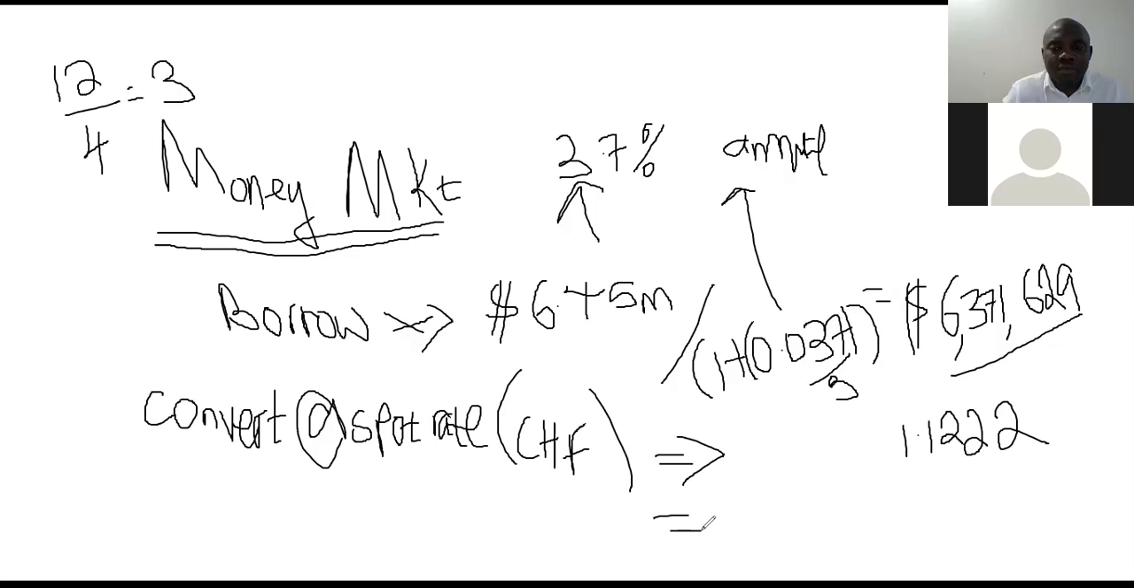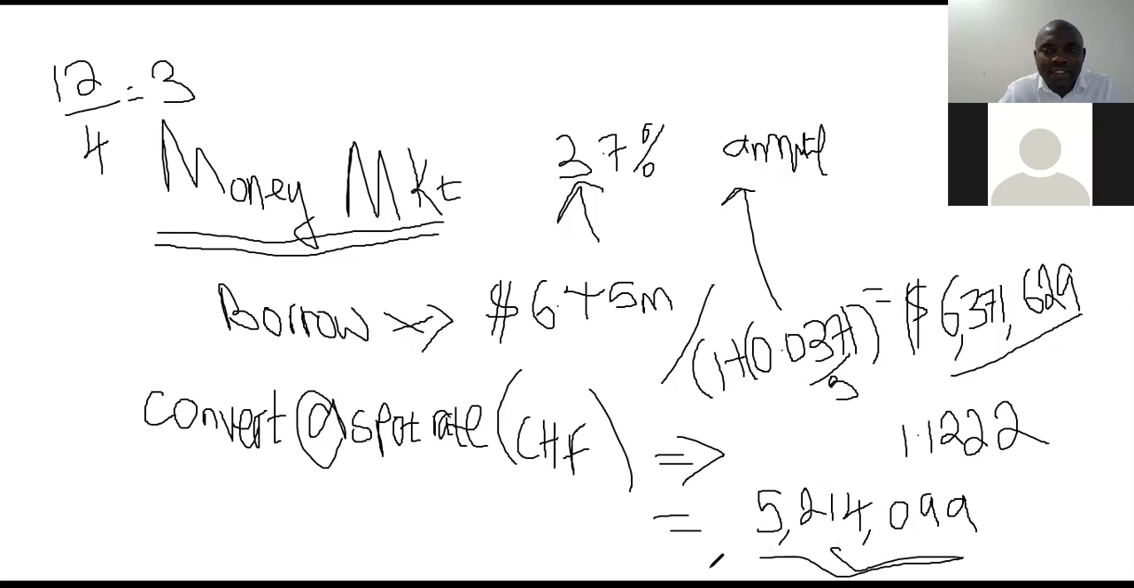5 million 214, 099. So I don't know where it sits. Is it in front? It's in front, isn't it? So it's the currency, CHF.